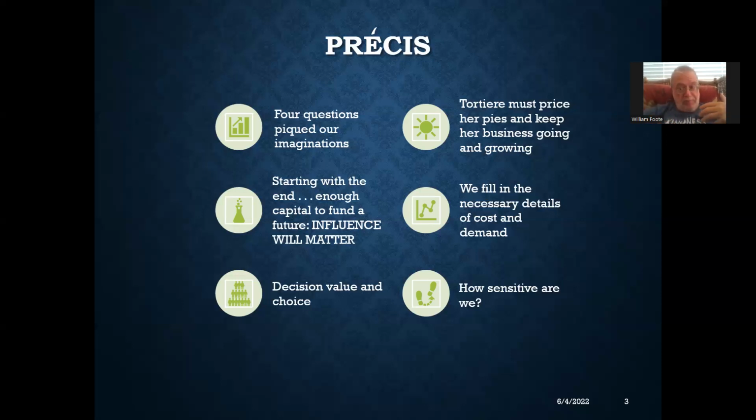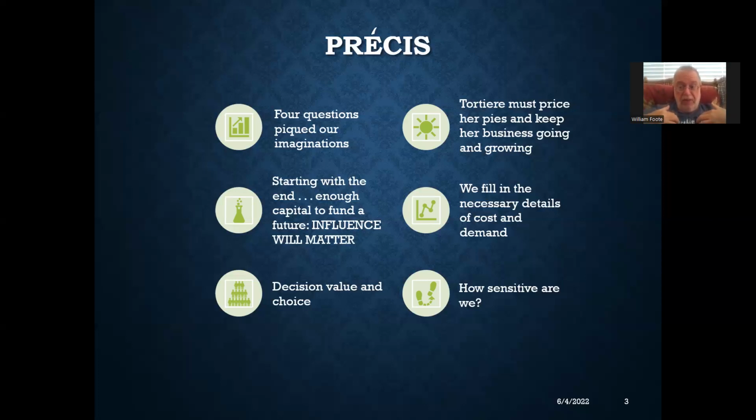And pies have basic ingredients, crust and filling, period. And there are sub ingredients, of course. There's a production process. We'll look at that in a few minutes. But we're going to start with the end. We need enough capital to fund a future. And so influence will matter. Capital is important. Yes, wealth is important, not in and of itself at all.